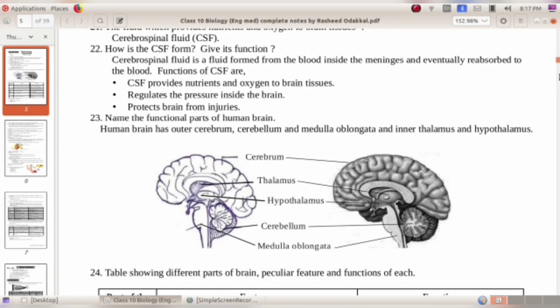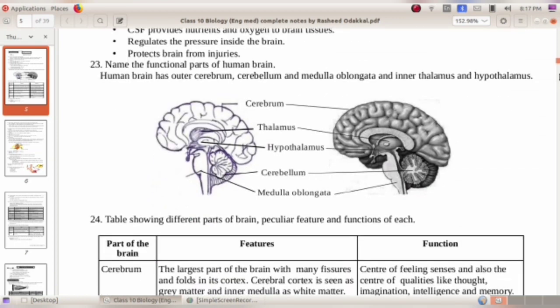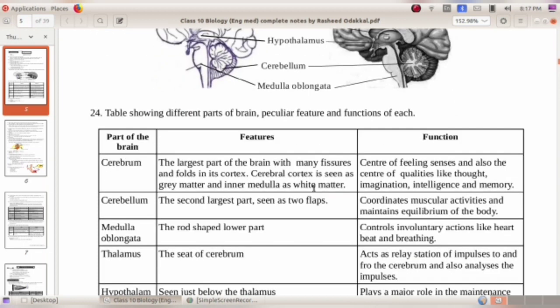In the structure of the brain, the important parts are: the largest part of the brain is the cerebrum, and the second largest part is the cerebellum, and next are the medulla oblongata, thalamus and hypothalamus. The cerebrum is the center of feeling of senses and also the center of qualities like thought, imagination, intelligence and memory.